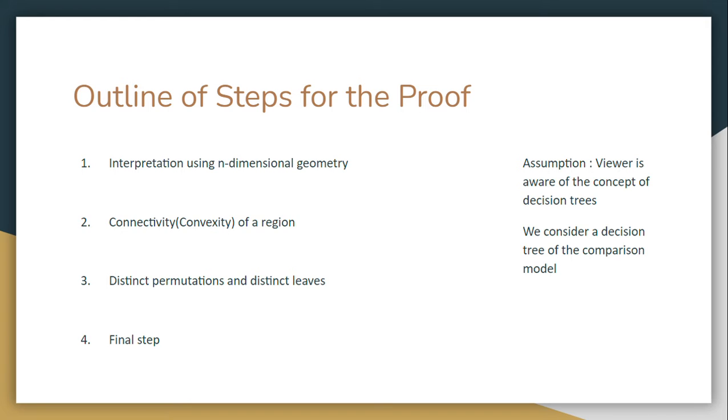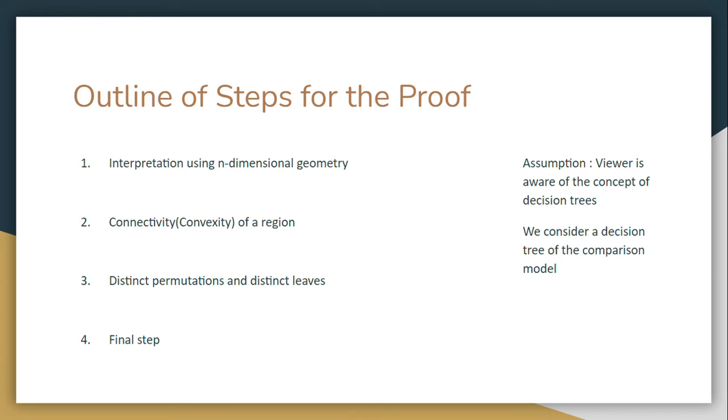So this proof will be in 4 steps basically. We assume here that the viewer is aware of the concept of decision trees, and we consider a decision tree model of the comparison type. So the only operations allowed are comparisons. So here's the outline of the steps for the proof.